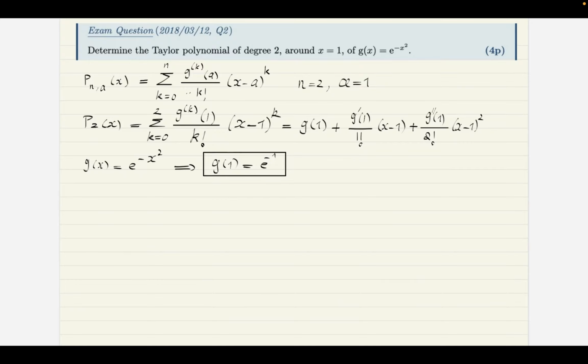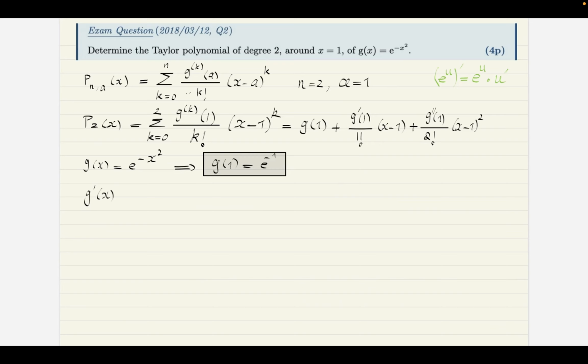But in order to calculate g prime of 1, I have to differentiate my function first. And if I want to differentiate my function, I will use this formula from the chain rule. If I have e to the power of u, where u is a function of x, and my goal is to differentiate that function with respect to x, what I will do is copy the function, it repeats itself, but because of the chain rule, I have to multiply it by the derivative of the exponent, the derivative of u.